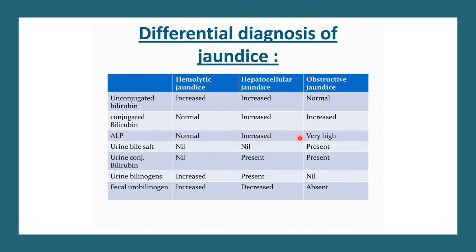Alkaline phosphatase is markedly increased, very high in obstructive jaundice. The urine bile salt is present in obstructive jaundice. Urine conjugated bilirubin is present, causing bilirubinuria. Urine urobilinogen is absent, nil. Fecal urobilinogen is also absent.